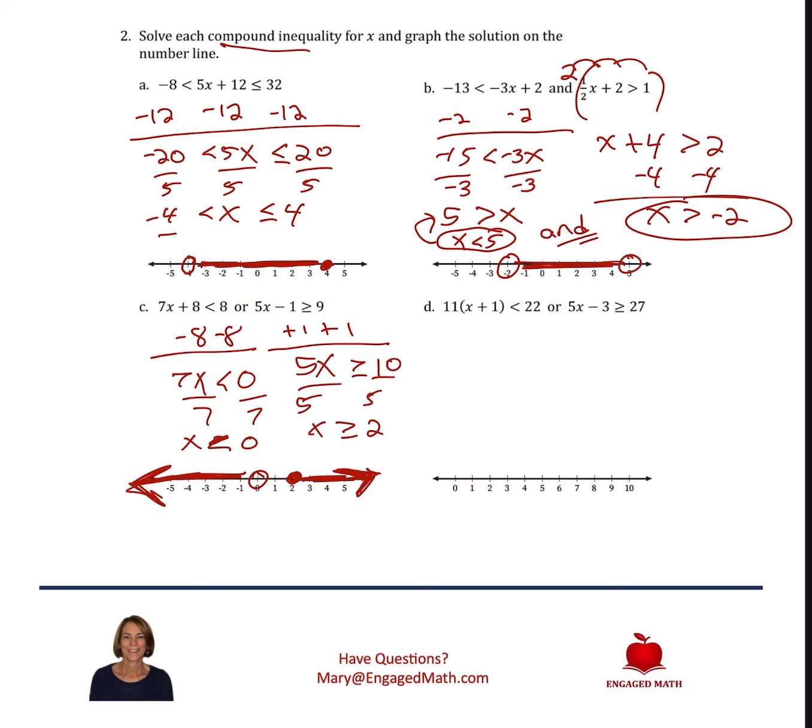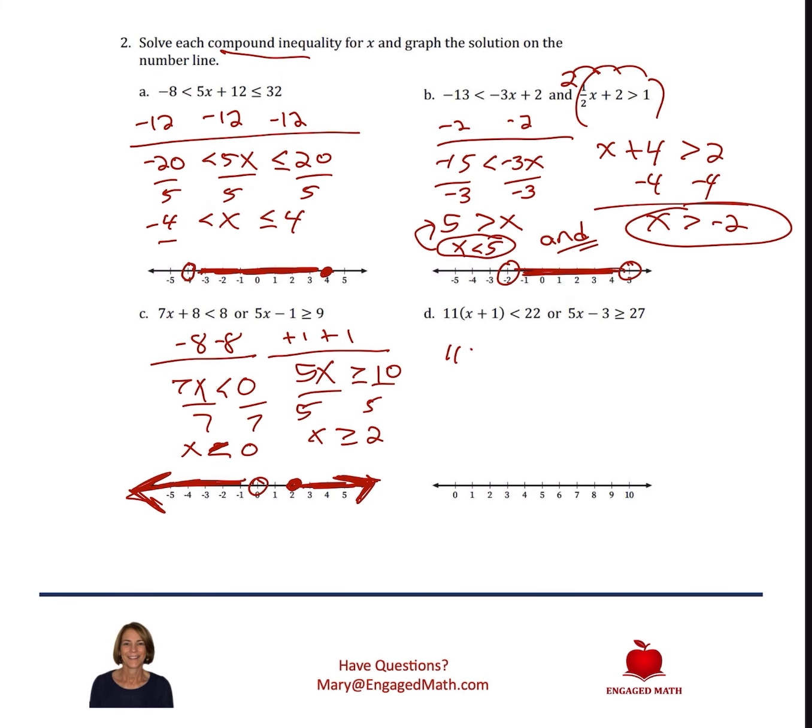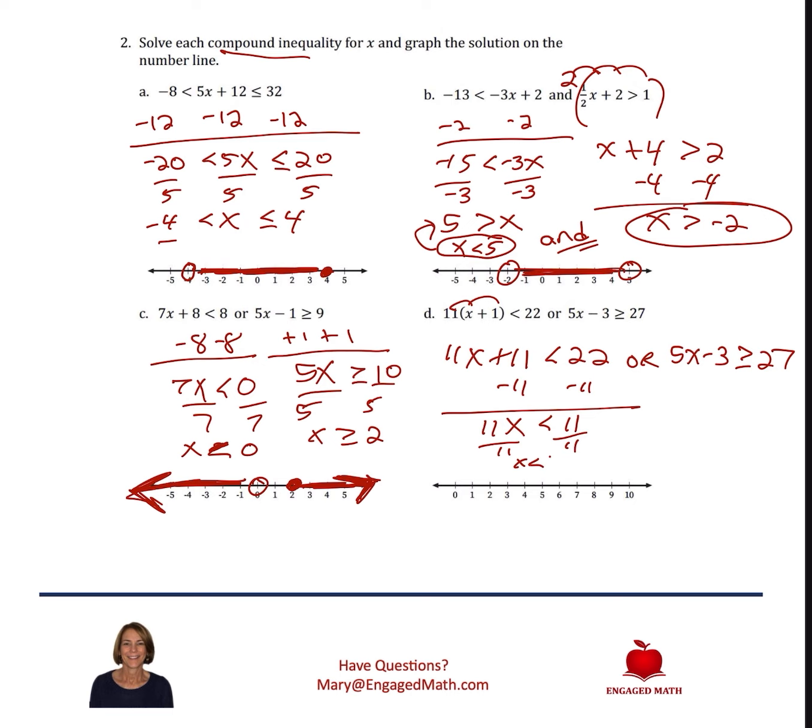Okay, let's go to D. I'm going to distribute here. So we're going to get 11x plus 11 is less than 22. So all I did so far was distribute. Or 5x minus 3, I'm just going to rewrite that just so we have them both in the same spot, is greater than or equal to 27. Okay, I'm going to work on the left inequality first. Subtract 11, subtract 11. 11x is less than 11. Divide both sides by 11, and we simply get x is less than 1.